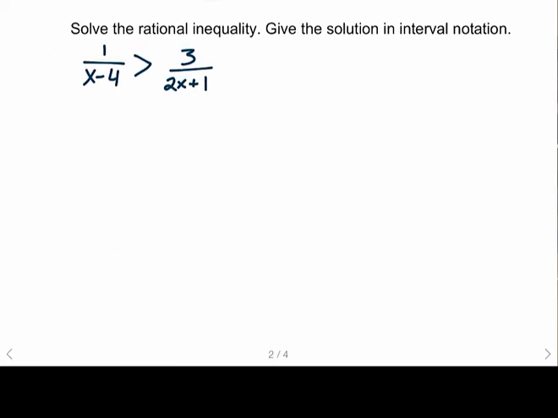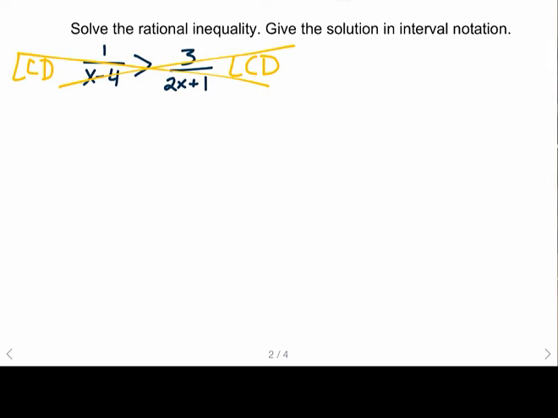In our next example, same instructions, but our inequality is 1 over x minus 4 is greater than 3 over 2x plus 1. We might be tempted to multiply both sides by the least common denominator to clear the fractions, like we would with an equation. Don't ever do that with an inequality. I will tell you why.